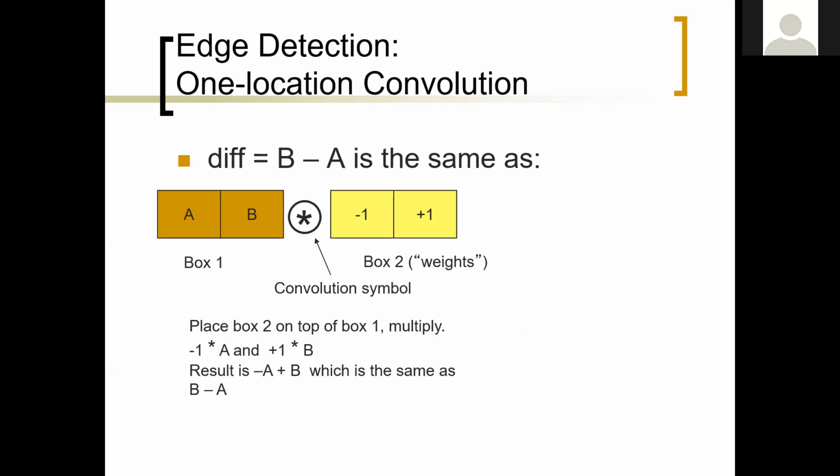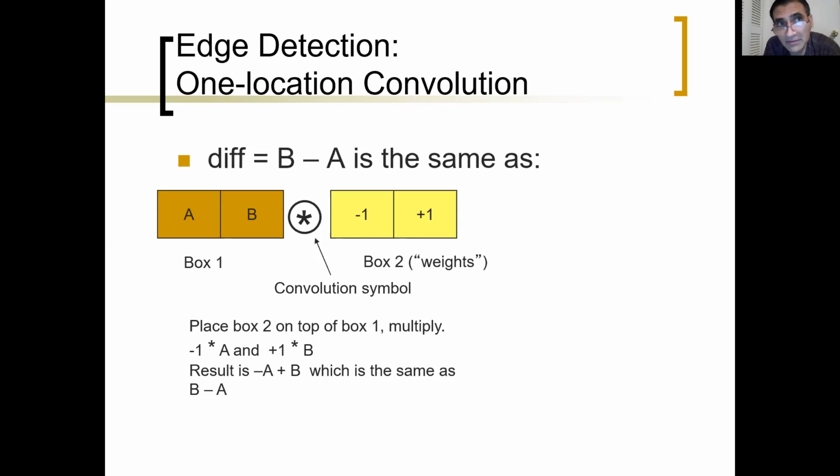Now the next difficult concept, this is the real jump in intellectual work, is to understand that the step of diff equals B minus A is the same as a one-step convolution, a one-location convolution, between the values of the pixels, A and B. Those are the values in the picture, convolved with a -1 and a +1. So I've got this yellow box now that I brought out of somewhere.